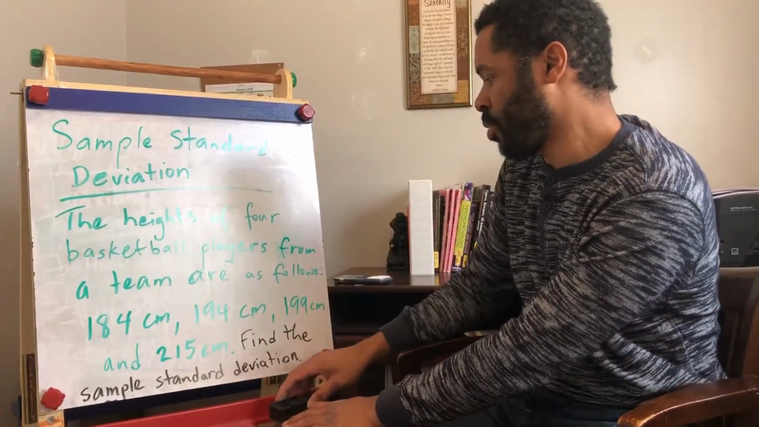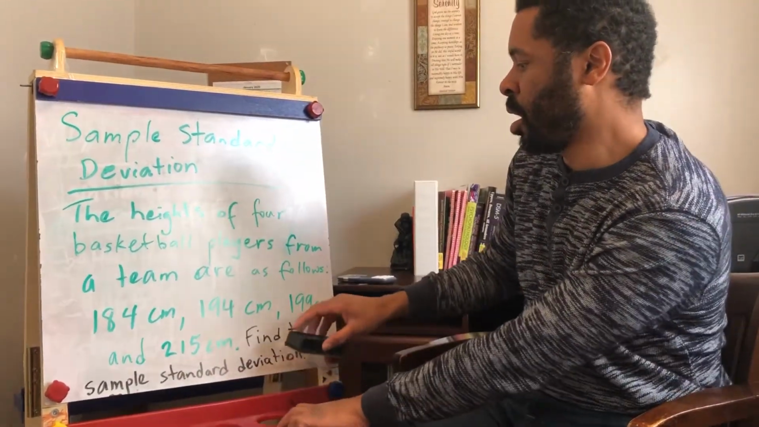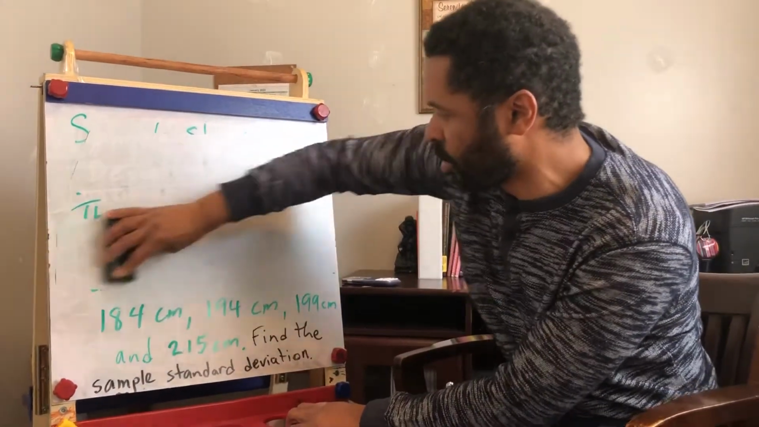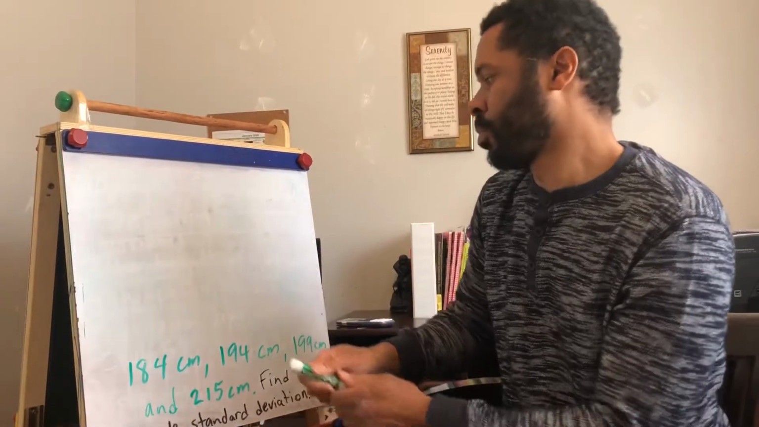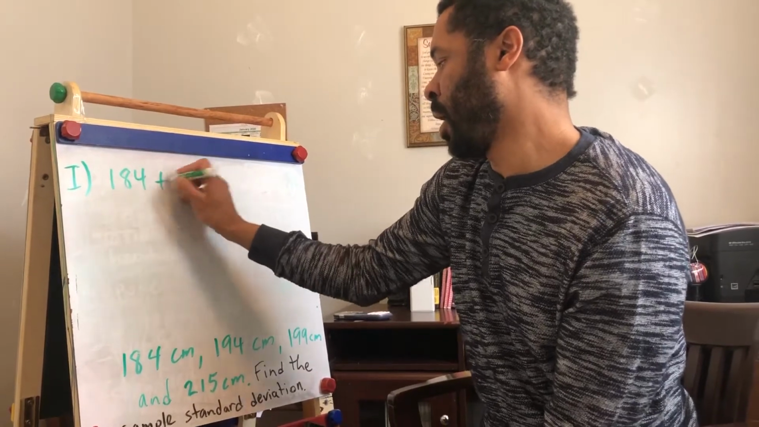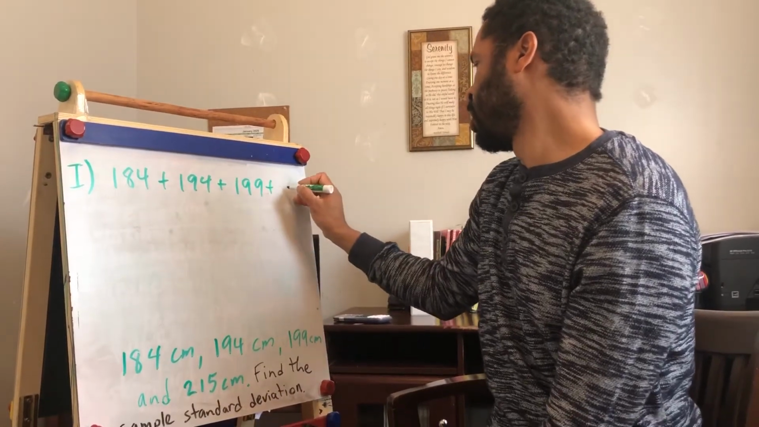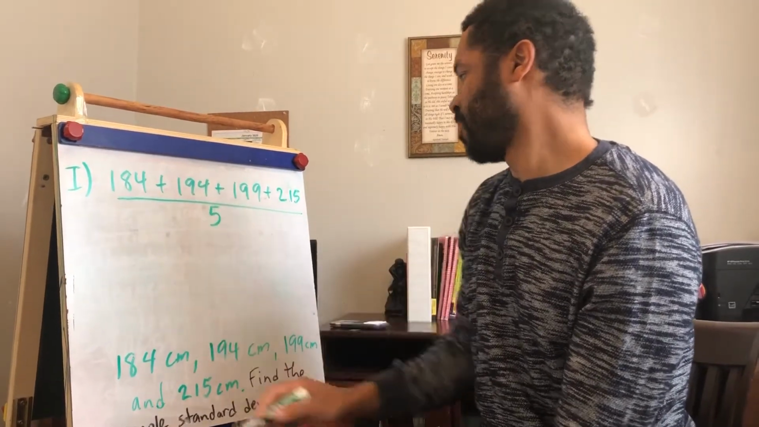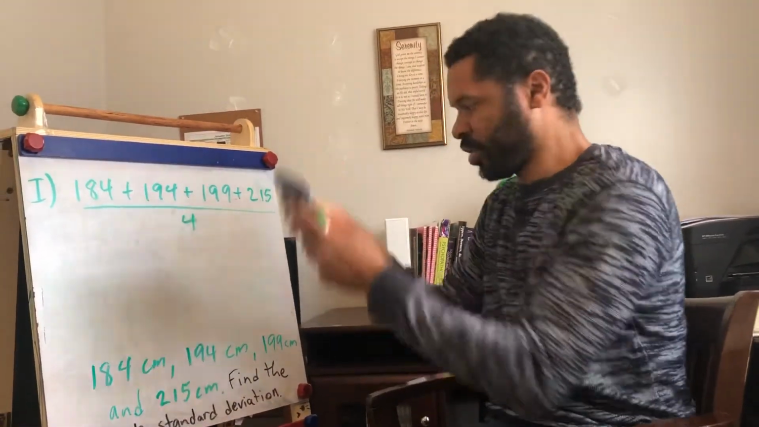Well, we're going to go over the same process that we had before, by finding the average. So I'm going to erase the top part so you can still see the values. I'm going to find the average of these values, the mean. So step 1 is to find the mean of these values. I take 184, add 194, then add 199, then add 215, and I divide that by 4.